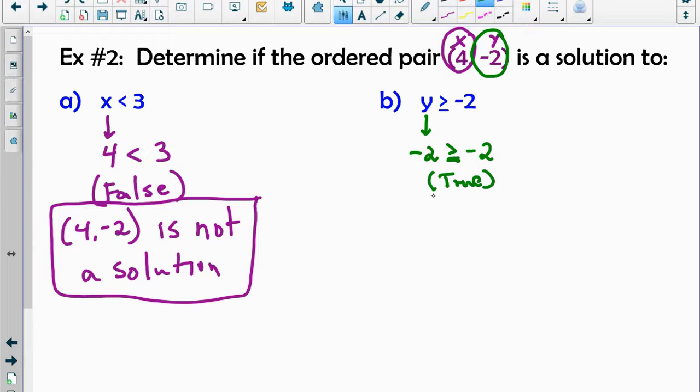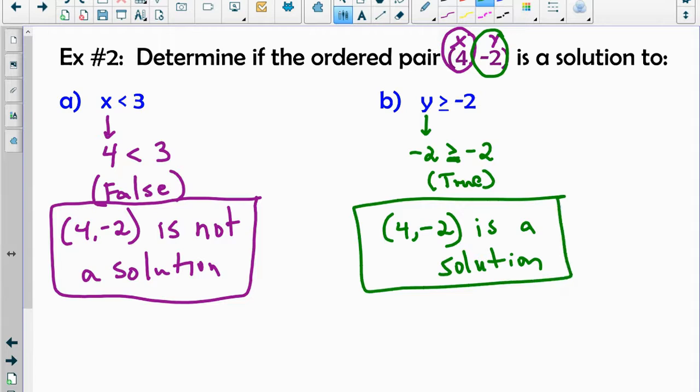So what does that mean? How do we answer it? Well, it means that the ordered pair 4 comma negative 2 is a solution to that inequality. So if you only have an inequality with just one variable, it just means we're going to only use one of the numbers from the ordered pair. Just make sure that you're choosing the correct number.